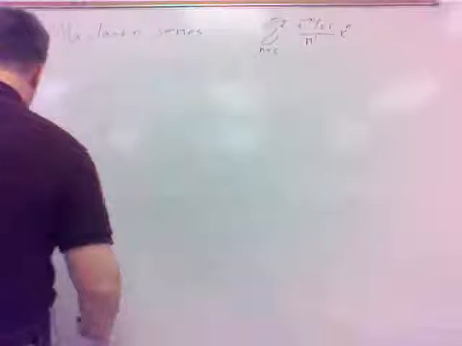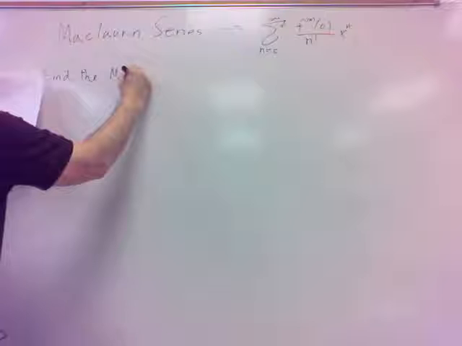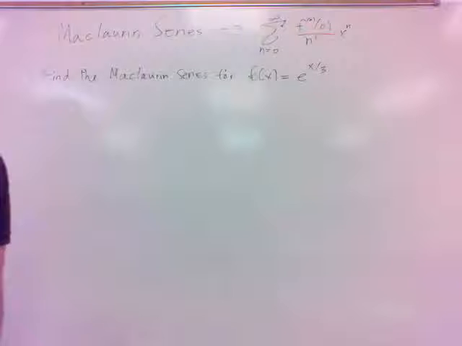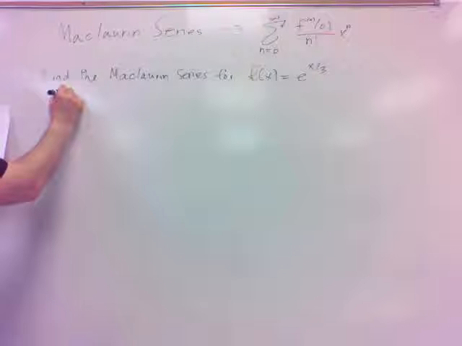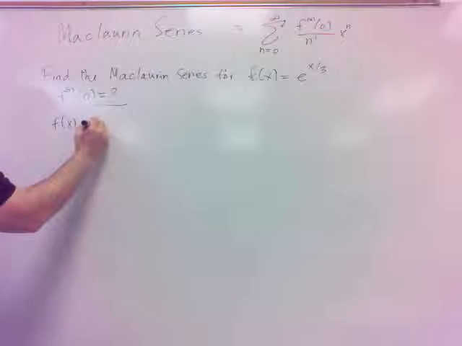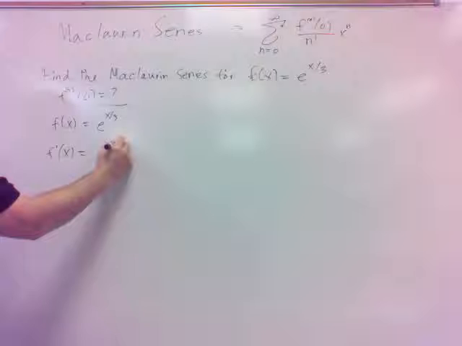Okay, so find the Maclaurin series for f of x equals e to the x over 3. I need to start by finding an nth derivative at zero formula. So f of x is e to the x over 3. What's the first derivative? Well, the first derivative would be e to the x over 3 times the derivative of x over 3, which is 1/3.